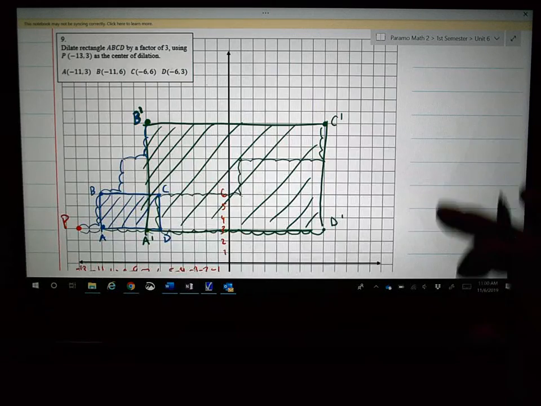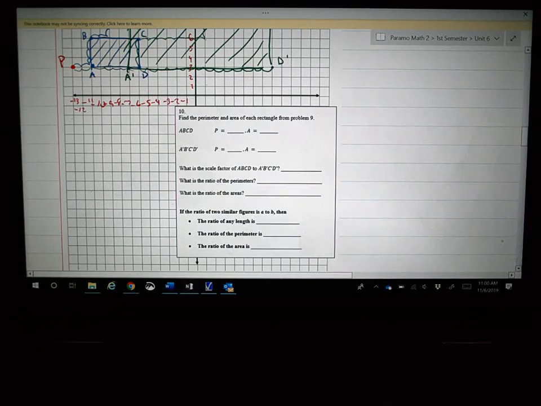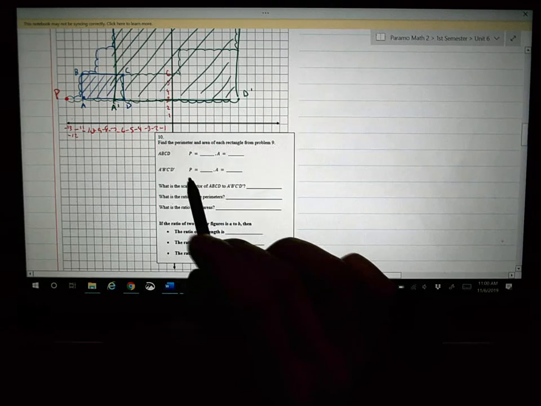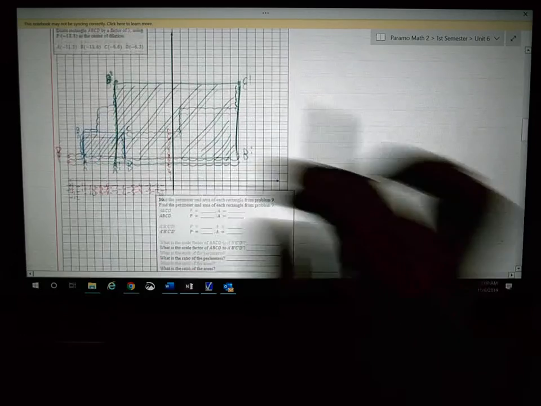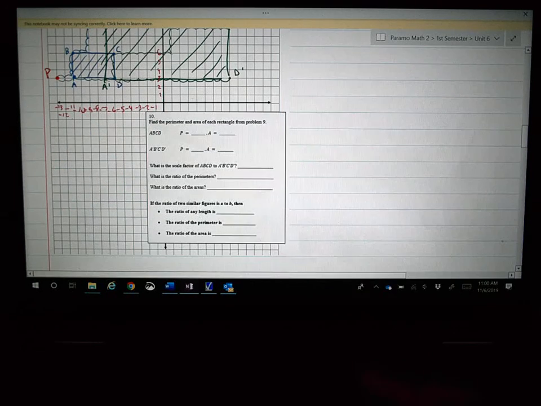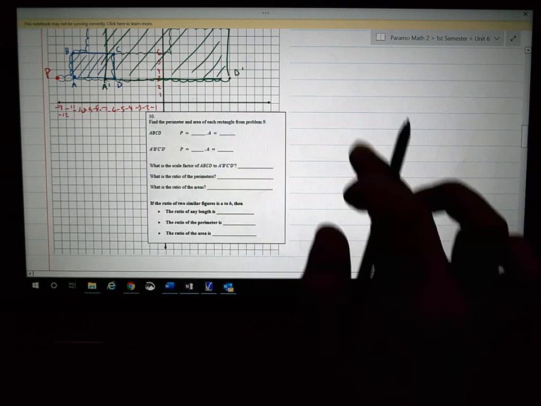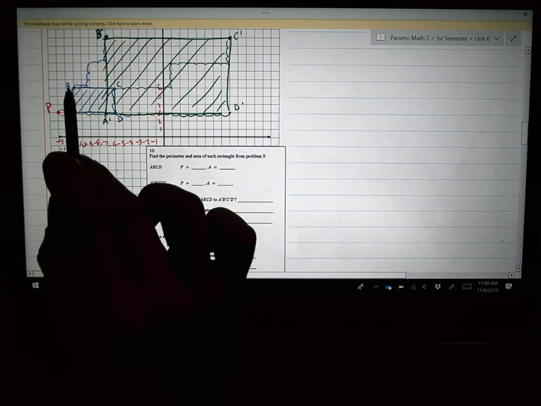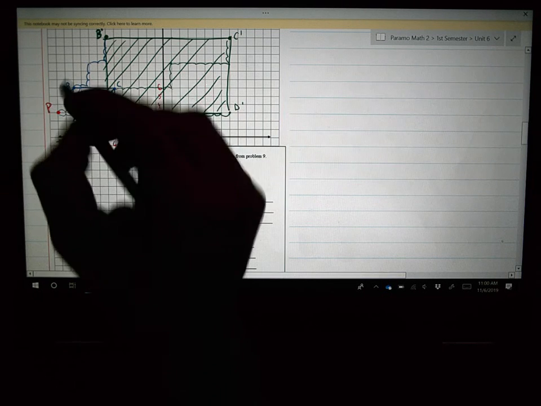Then they're going to ask you some questions. The questions they're going to ask you is, find the perimeter and area of each rectangle from problem number 9. So we're going to use this to answer these questions. I'll do them with you. What's the perimeter of A, B, C, D? Perimeter means add up this distance, 3. I'll put the 3 right there. Add up this distance of 5 with this distance of 3 and this distance of 5.